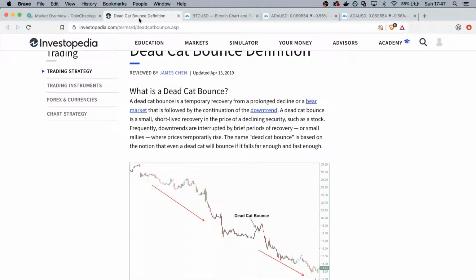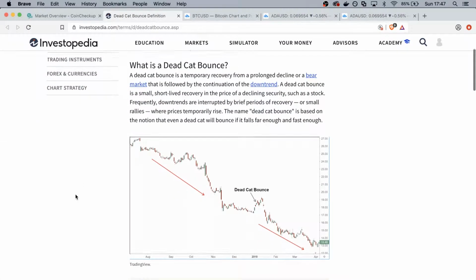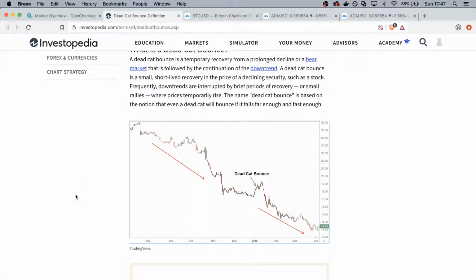Now off to the definition. A dead cat bounce is a temporary recovery from a prolonged decline or a bear market that is followed by the continuation of the downtrend. A dead cat bounce is a small, short-lived recovery in the price.